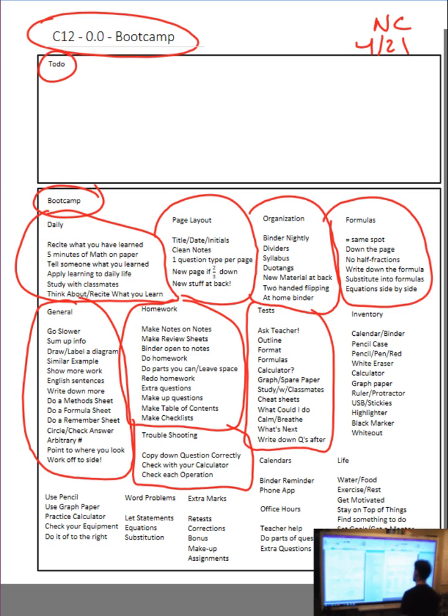What is the outline of the test? Is it multiple choice? Is it long answer? Are there any English sentences that we have to write? Is it matching? What's the test out of? Are we allowed a calculator? Are we going to get any graph paper as a spare paper?